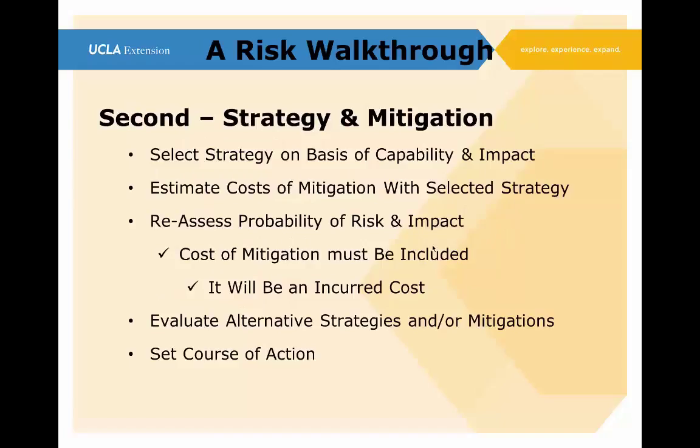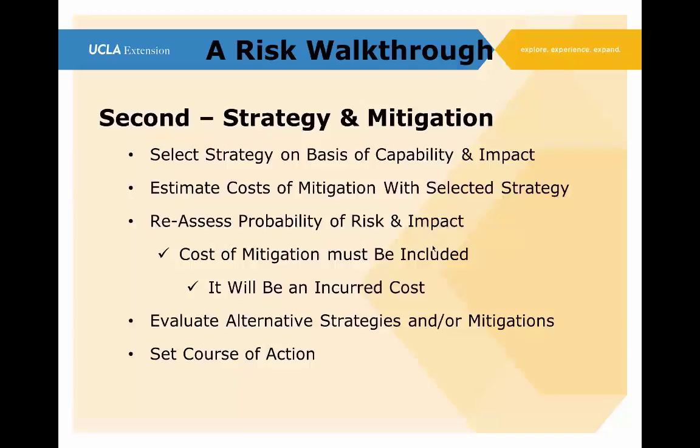this is a risk, then we go to step 2, which is our strategy and mitigation. We want to select a strategy on the basis of the capability of the project and the impact on the project. In other words, what's it going to do to the project? What's the best strategy to neutralize the impact of this risk or do away with the impact of this risk? If there's a strategy that requires some mitigation, added staff, special insurance, whatever, hire a subcontractor, then we have to estimate the costs of whatever that mitigation is.